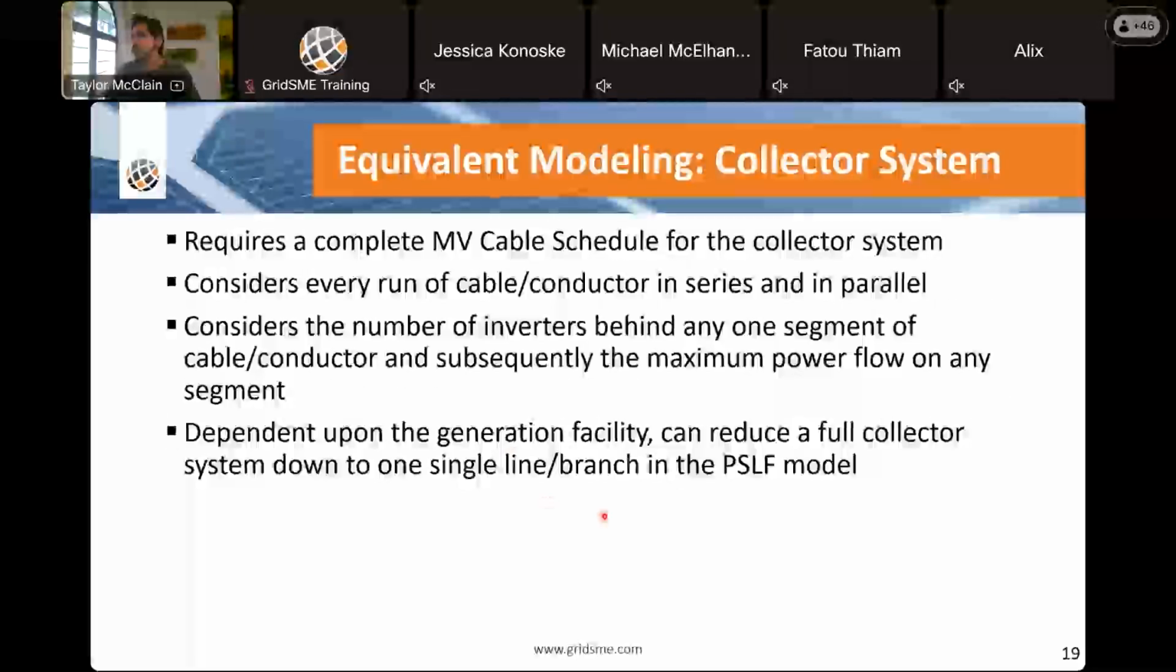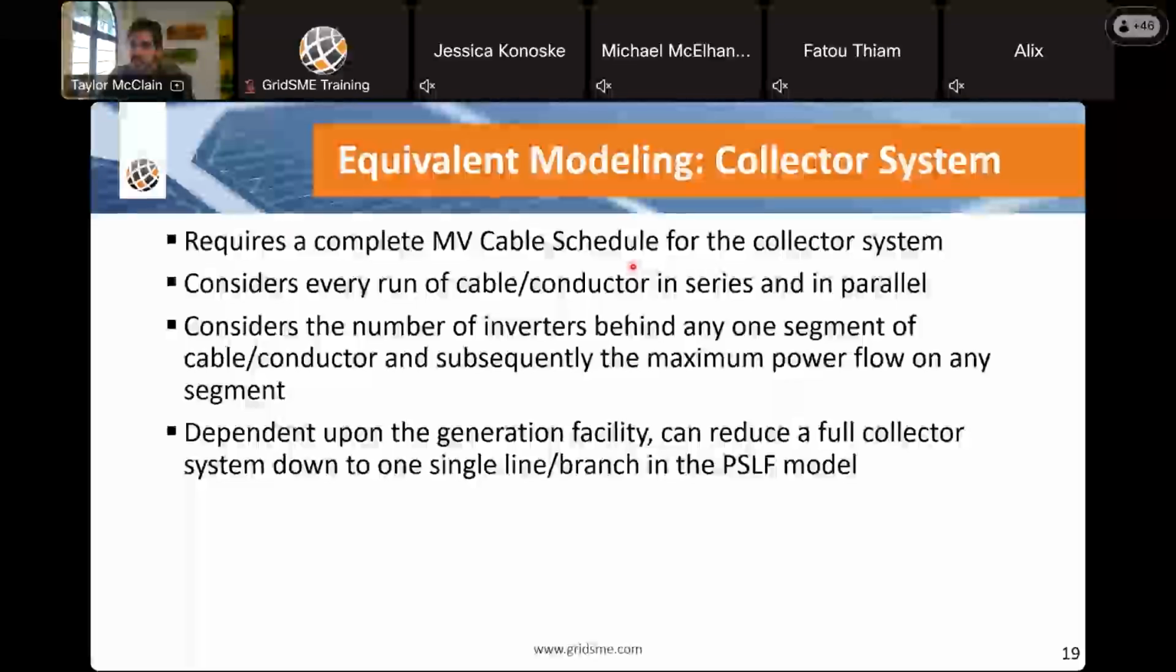So moving over here, talking about equivalent modeling of the collector system. We do this for projects where we don't have a fully defined medium voltage cable schedule. But if you have ever seen a medium voltage cable schedule that comes with 30, 60, 90 as-built single line diagrams, essentially you're taking all of that data as it relates to feeders, and you're considering every single run of cable, its length, its size, its ampacity, whether it's in parallel with another feeder, whether it's in series. And then you are considering the number of inverters that is behind any one of those segments of collector system.